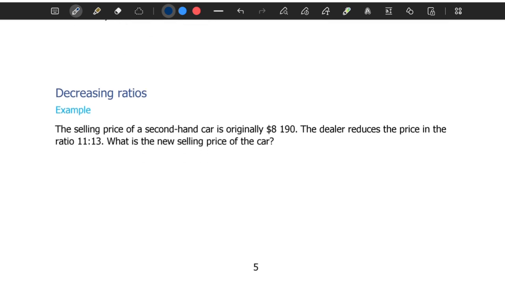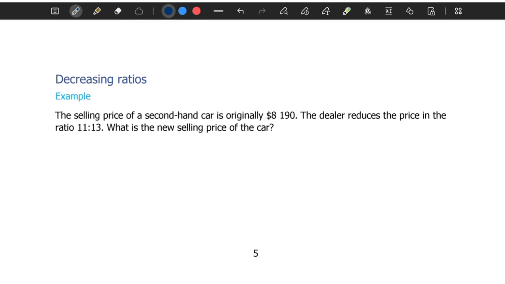So then the next part talks about decreasing ratios. For example, the selling price of a second-hand car is originally 8,190. The dealer reduces the price in the ratio 11:13. What is the new selling price of the car? Right. So it was reduced. That means that the smaller, so we have 11:13.